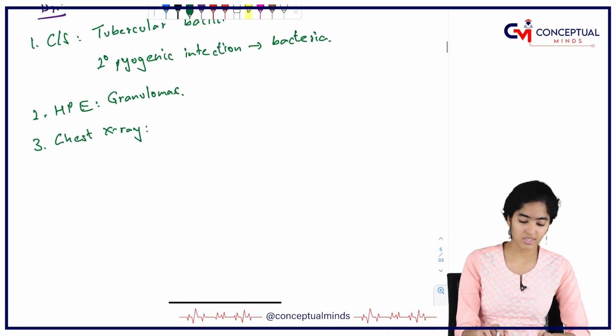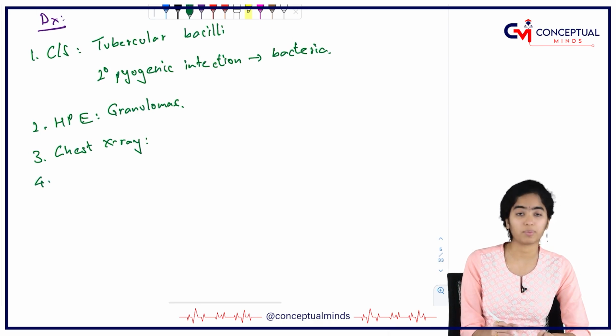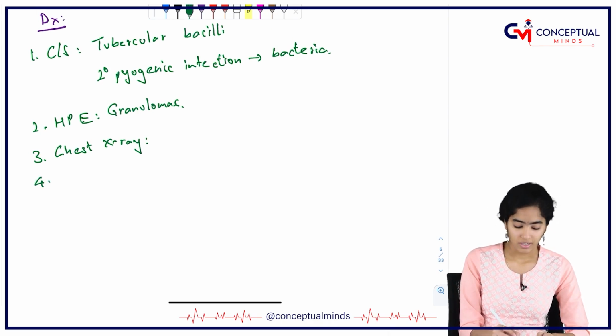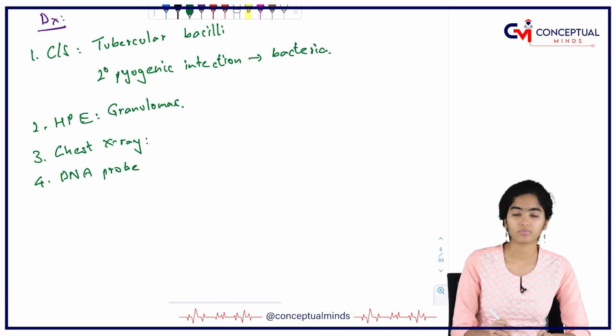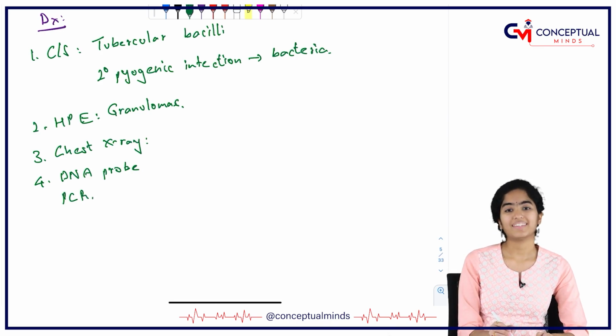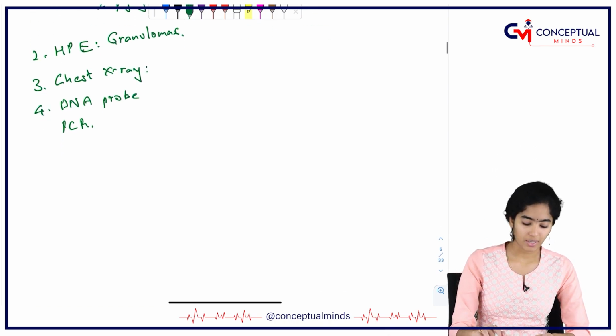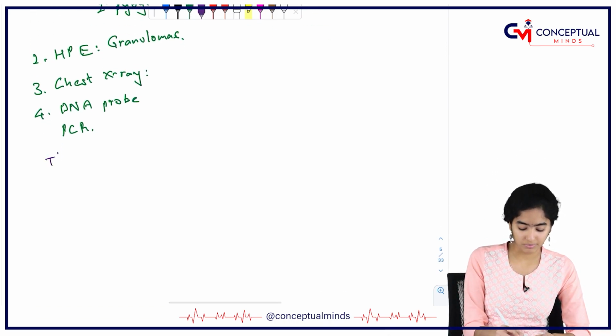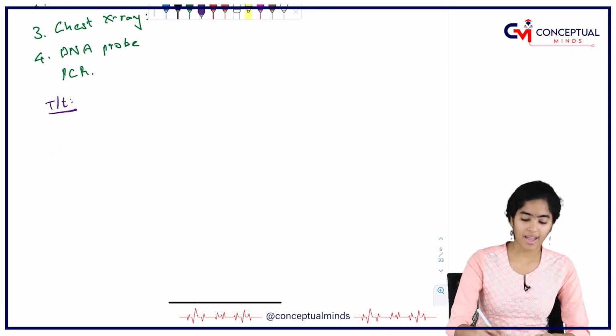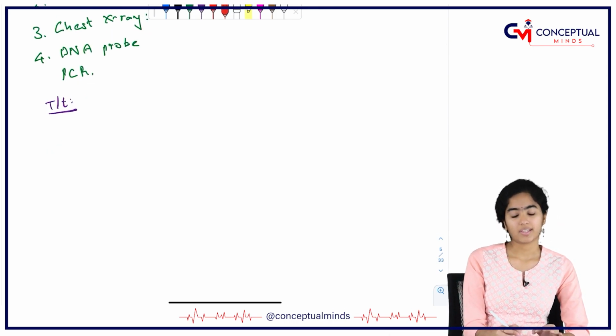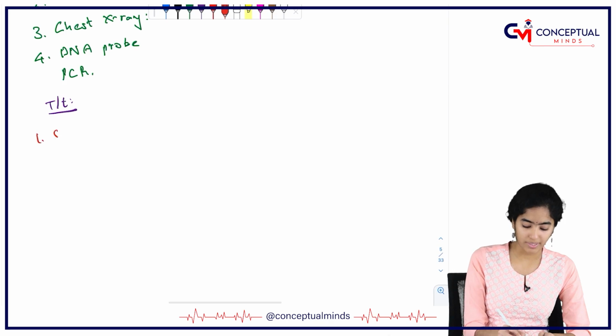Other evidences of tuberculosis are important, such as a DNA probe or a polymerase chain reaction. These give early results and they also help in identifying tuberculosis as the cause. Now moving on to the treatment part, receiving systemic anti-tubercular therapy is the most important thing to be done.